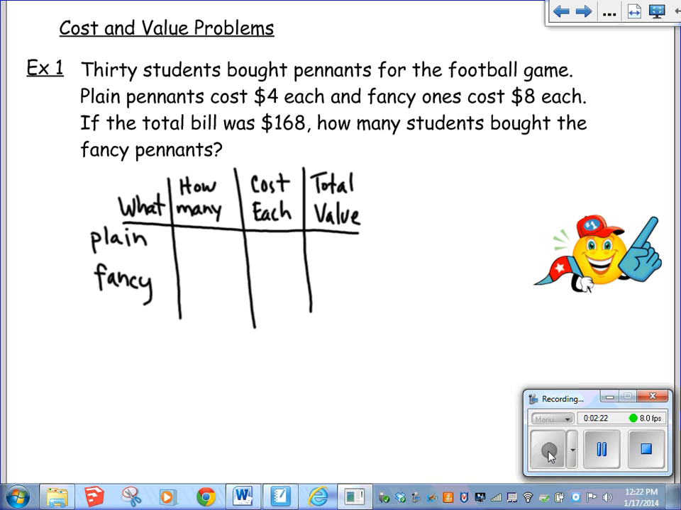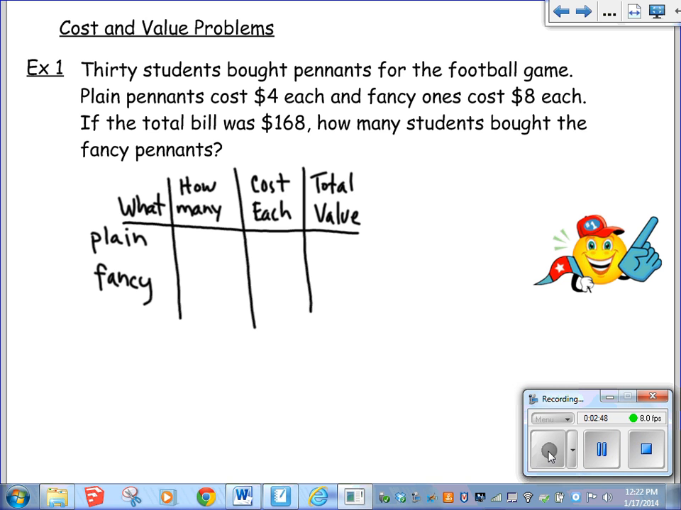Let's work on filling in this chart. We're going to start with the how many column, and often this is the trickiest column for kids to fill in. What do we know about how many pennants are involved in this problem? Jack? There are 30 total. Jack, do we know how many plain there are? No. How many fancy there are? No. Just how many there are altogether.